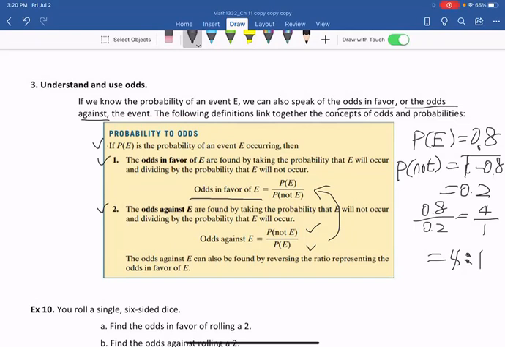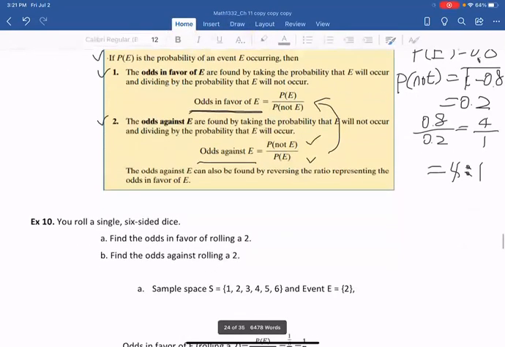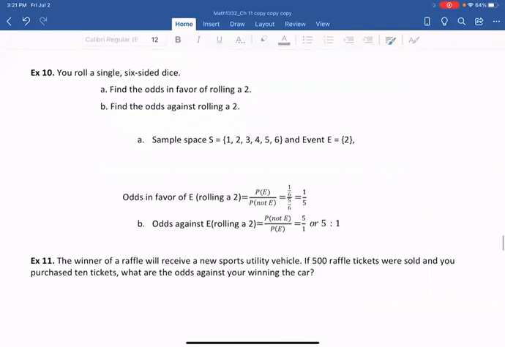So remember, when they ask you in the question, odds in favor of E, the top is P of E. Odds against E equals P of not E on the top, on the numerator. Okay, let's move on to the example. You roll a single 6-sided dice. Find the odds in favor of rolling a 2.